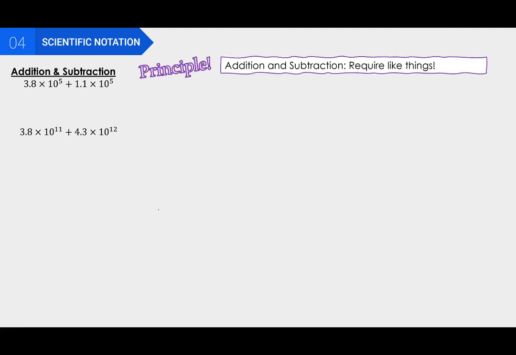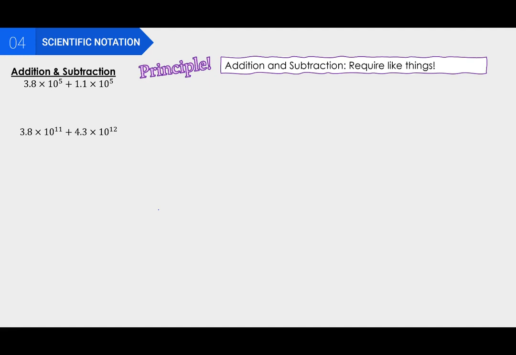Of course, we could change the numbers back into regular decimal notation, but sometimes that's not very efficient. The numbers are really large. So let's look first at addition and subtraction. You may remember from our fraction video that addition and subtraction require like things. That is always true, no matter what you're adding and subtracting. We have to have like things.